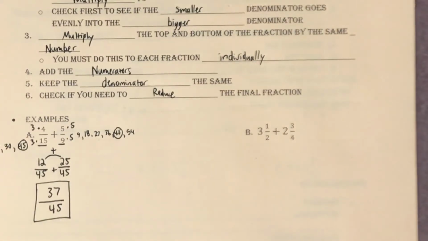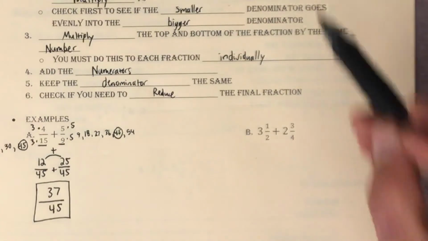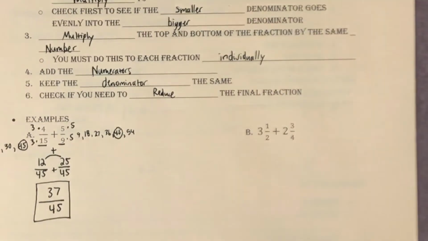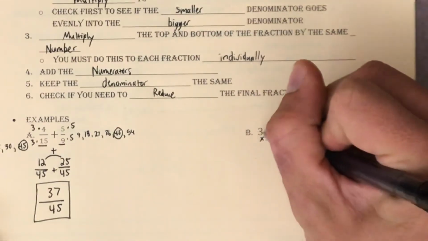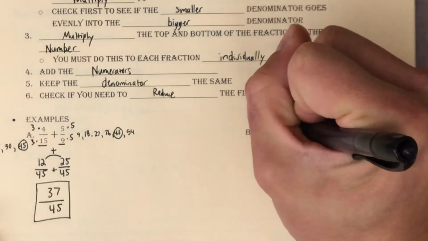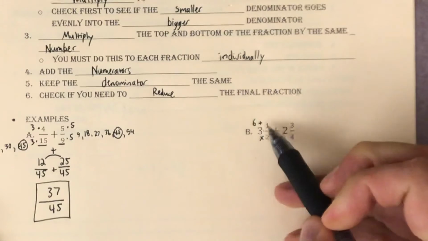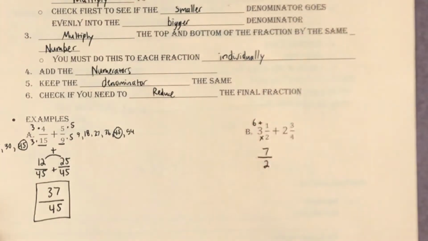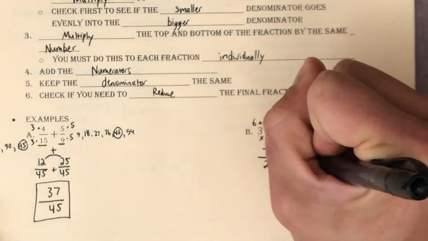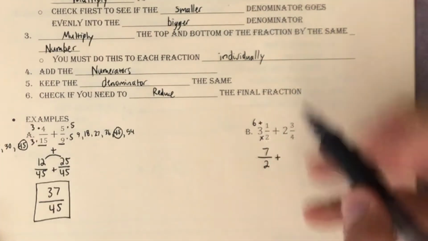If you want to try it on your own, go ahead and pause it and then check your work with mine. So first step, if they are mixed numbers, convert them to improper fractions. Well, both of these are mixed numbers, so I'm going to convert them to improper fractions. My steps for that were first multiply the denominator times the whole number, so 2 times 3 is 6. Then add that to the numerator, which is 7. So 7, and then the denominator stays the same at this moment. So 7 over 2.